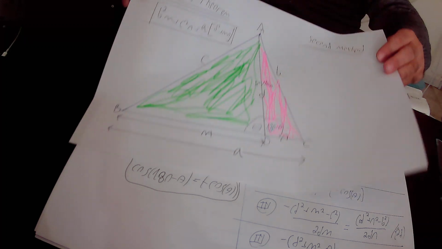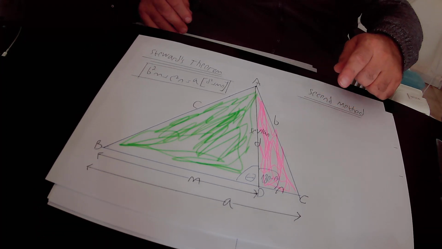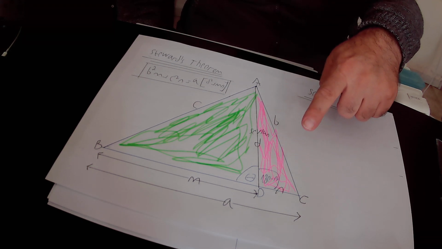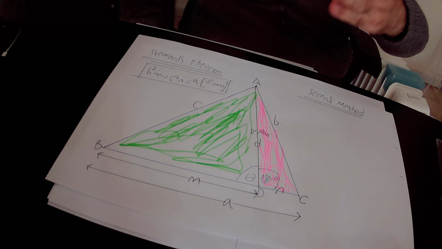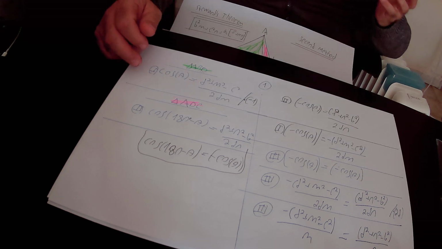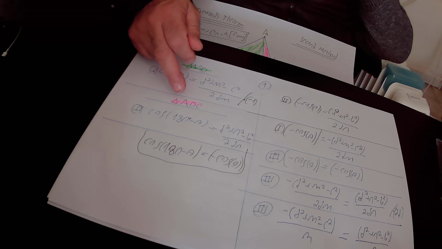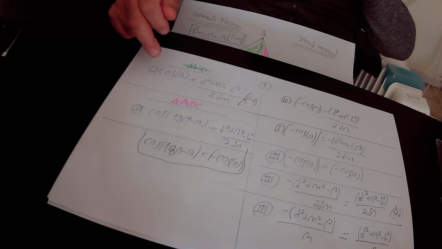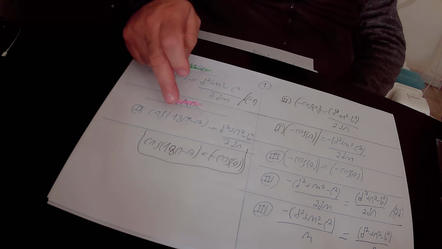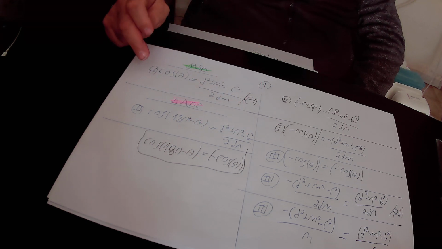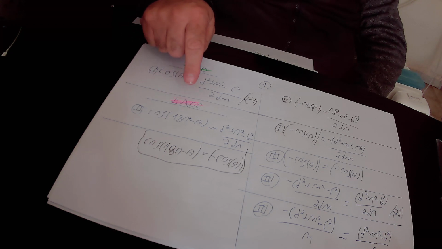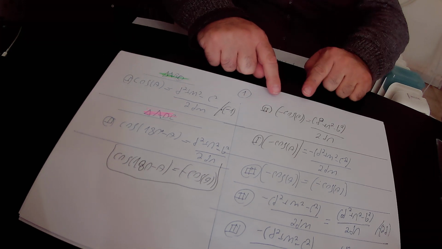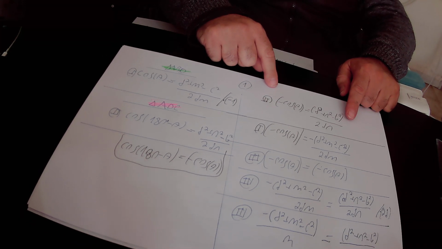In the next step, we implemented the law of cosines in the pink triangle ADC. According to the law of cosines, in the pink triangle ADC, cosine of 180 degrees minus theta equals d squared plus n squared minus b squared over 2 times d times n. We have the trigonometric identity that cosine of 180 degrees minus theta equals minus cosine theta. Therefore, we substitute cosine of 180 degrees minus theta by minus cosine theta in this equation number 2, and find that according to equation number 2, minus cosine theta equals d squared plus n squared minus b squared over 2 times dn.